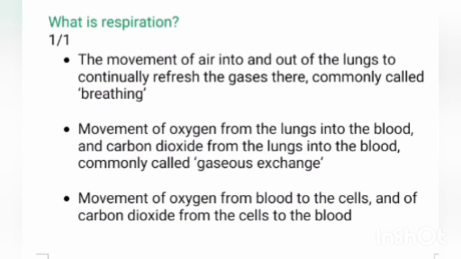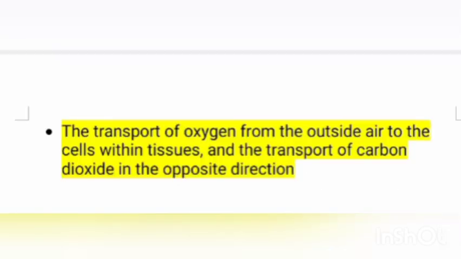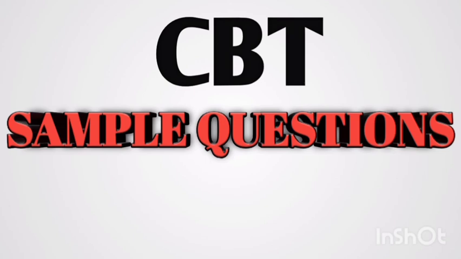Option C, movement of oxygen from blood to the cells and of carbon dioxide from the cells to the blood. And option D, the transport of oxygen from the outside air to the cells within the tissues and transport of carbon dioxide in the opposite direction. That is the correct answer. These are some of the most commonly asked questions from the respiratory system in the CBT examination.